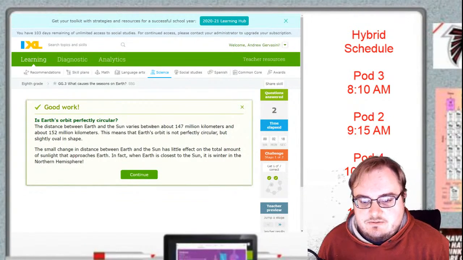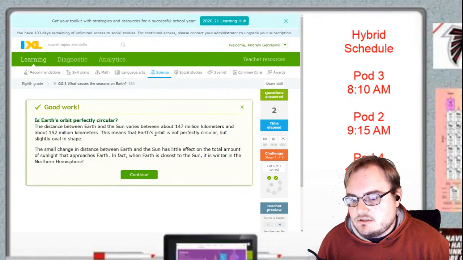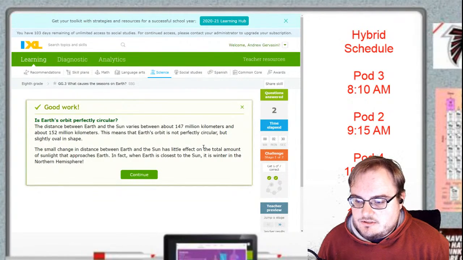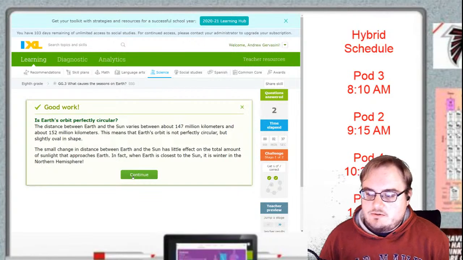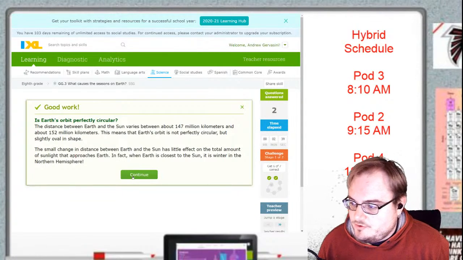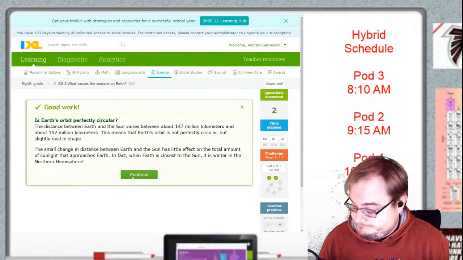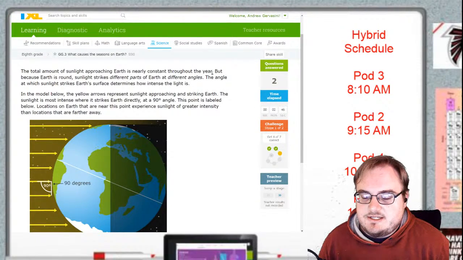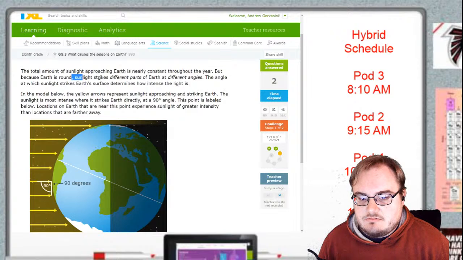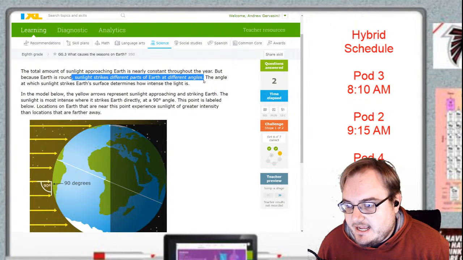The distance between Earth and the Sun varies between about 147 million kilometers and 152 million kilometers. This means that Earth's orbit is not perfectly circular. It's slightly oval, elliptical. The small change in distance between Earth and the Sun has little effect on the total amount of sunlight that approaches Earth. In fact, when Earth is close to the Sun, it is winter in the northern hemisphere. We know that day is January 5th when we're doing the Reason for Seasons document. The total amount of sunlight approaching Earth is nearly constant throughout the year, but because Earth is round, sunlight strikes different parts of Earth at different angles.